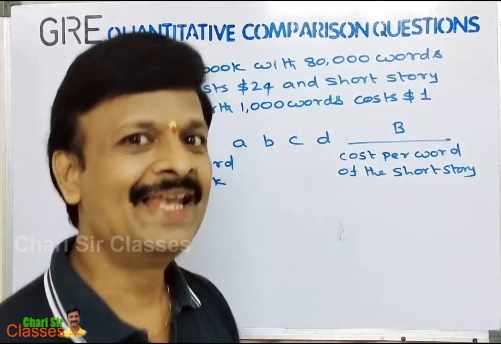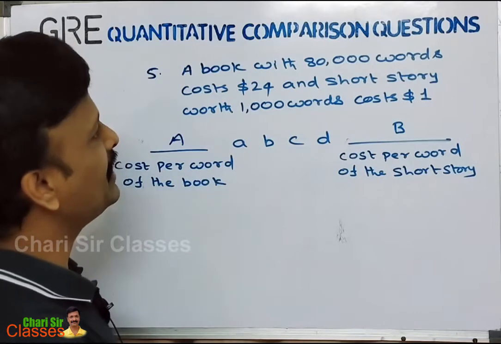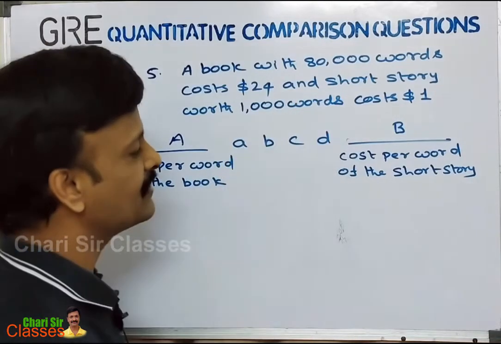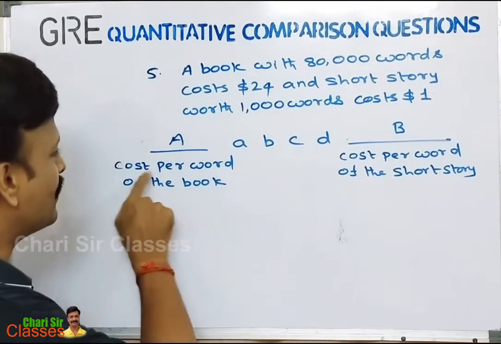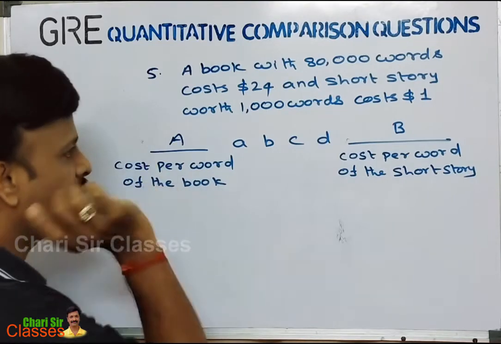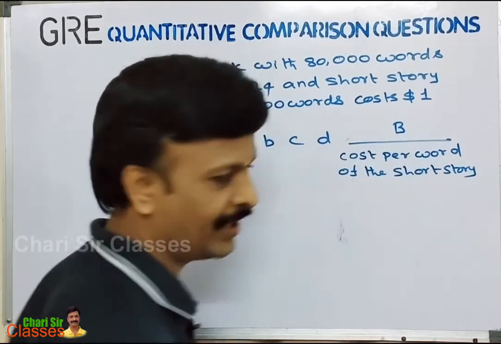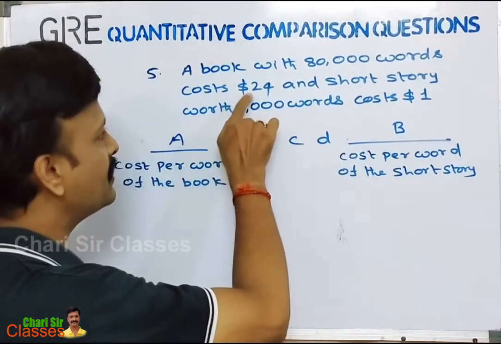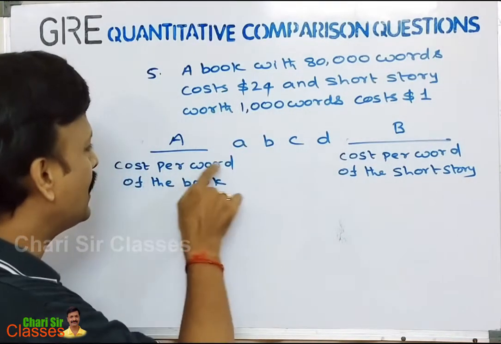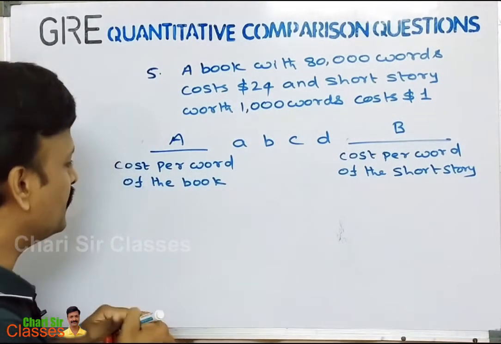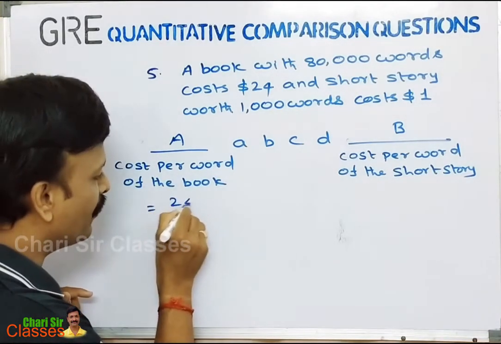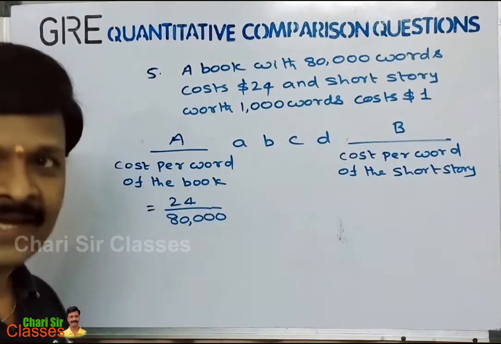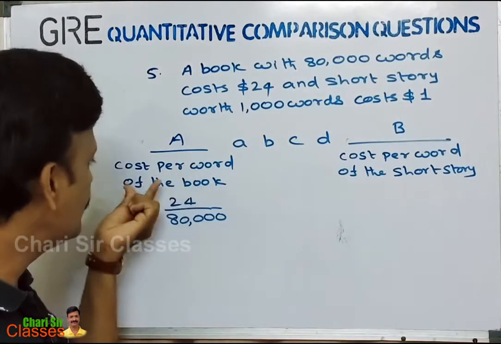Next, question number 5. It's a word problem. Let's read the question here. A book with 80,000 words costs $24 and a short story of 1,000 words costs $1. So quantity A is the cost per word of the book and quantity B is the cost per word of the short story. The book has 80,000 words, it costs $24. So what is the cost per word? Cost per word equals $24 by 80,000. This is the cost per word of the book.